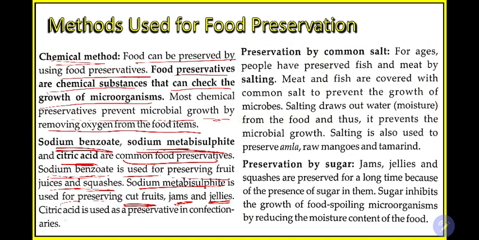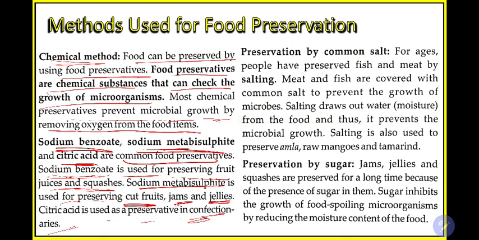Then citric acid is used for preservation of confectionaries. Okay, I got it. Citric acid is used for preservation of confectionaries. So this is preservation done by the chemical method.